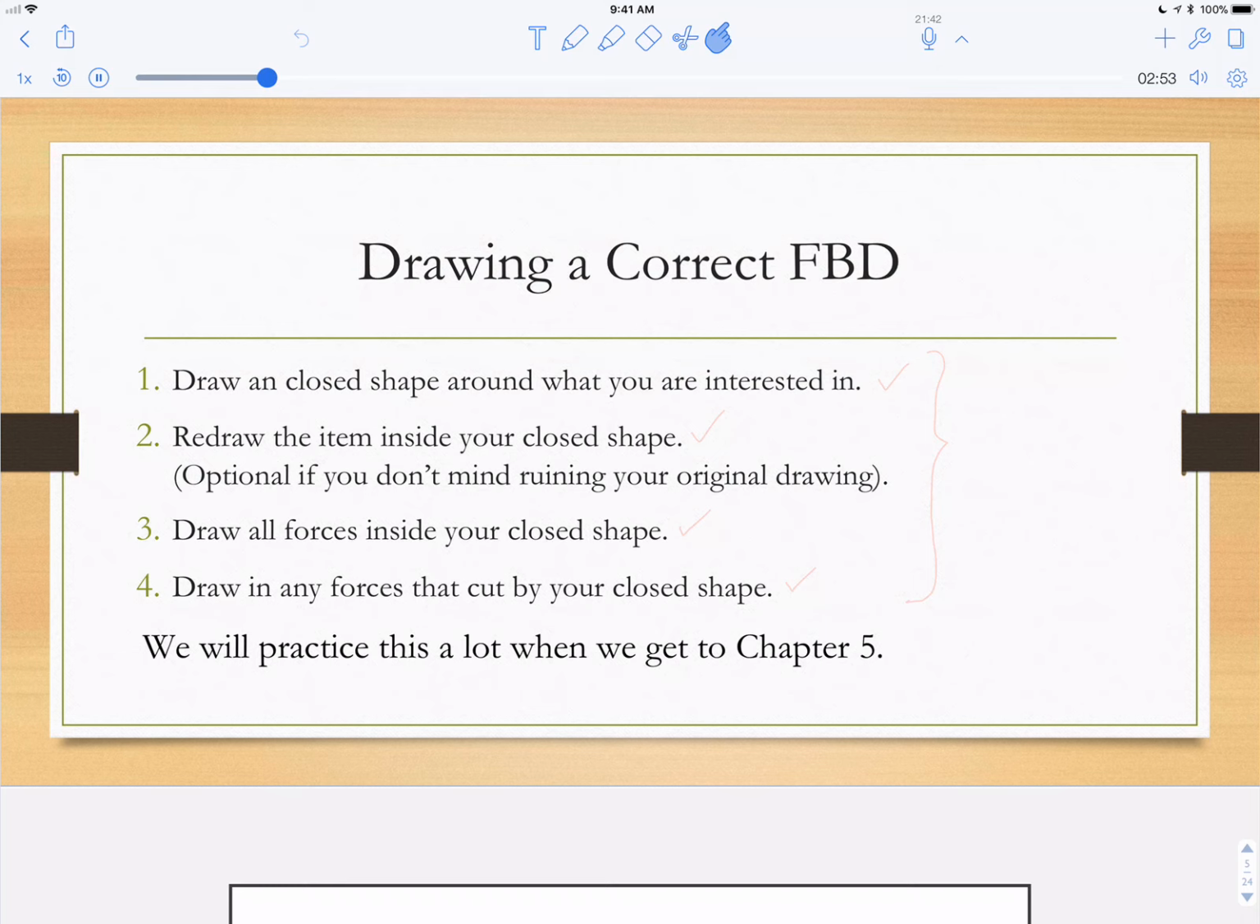Step number 1 is to draw a closed shape around what you're interested in. Then you look within that shape, it helps you concentrate, and redraw everything that's inside the closed shape. Draw all the forces inside your closed shape. Invariably this shape that you draw will cut through things, so draw in any forces that are cut by your closed shape. If you follow these 4 steps, you will always get a correct free body diagram.